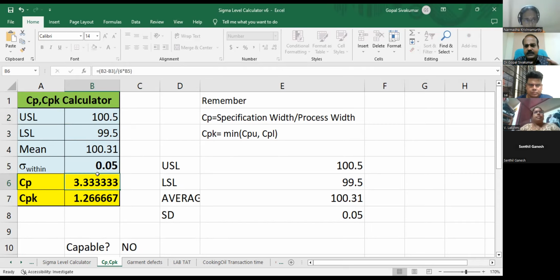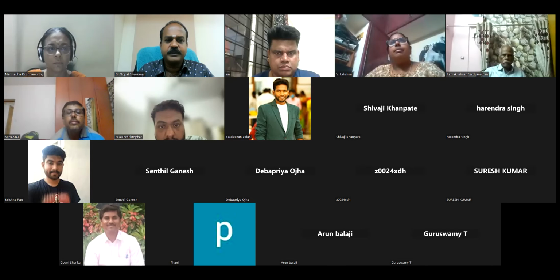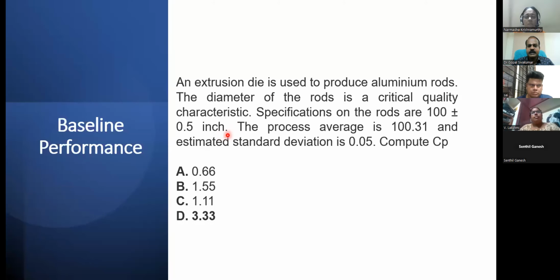But don't use any template which is giving a wrong answer, right? So it should give 3.331. Clear, all of you? Yes, sir. We move on. All right. Now, see here, 3.33 is one of the options. You can use it.